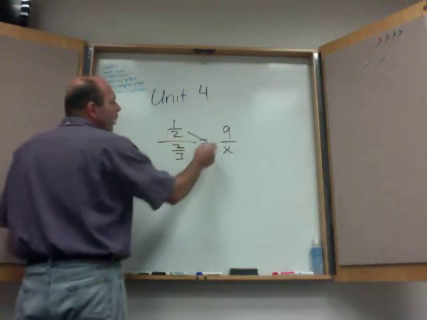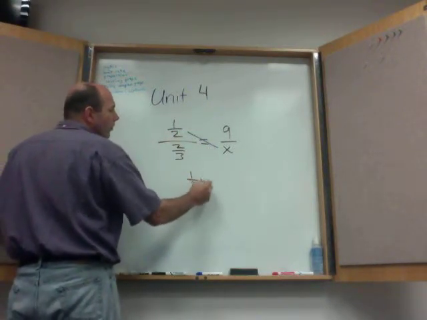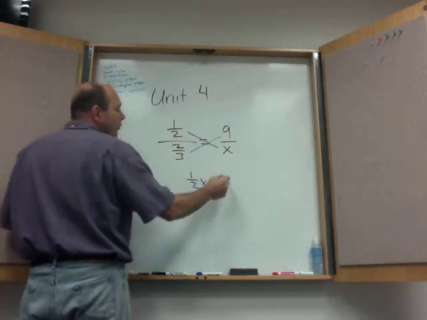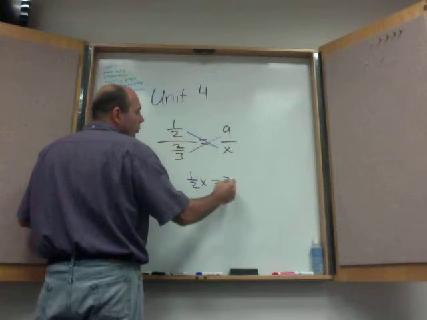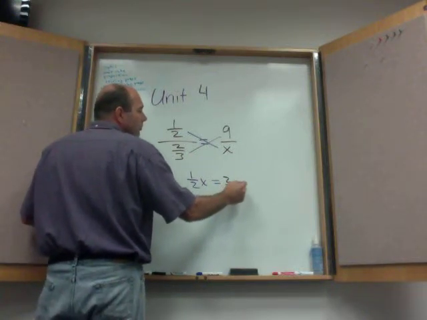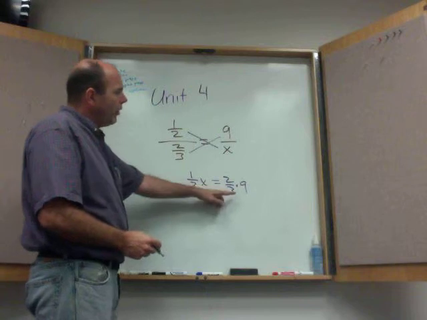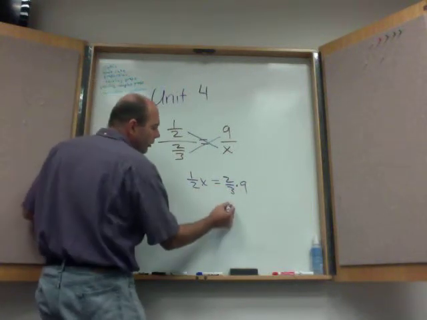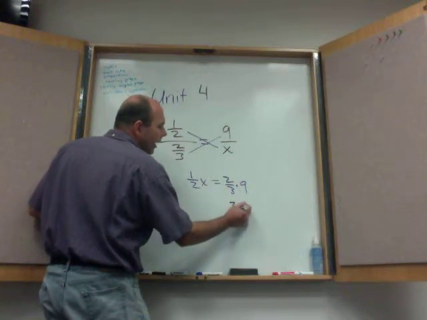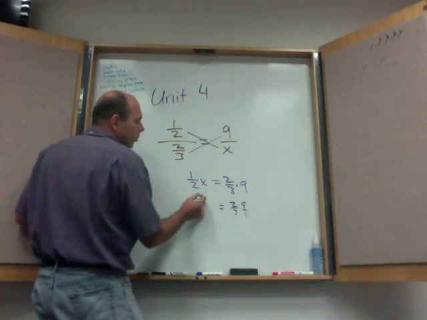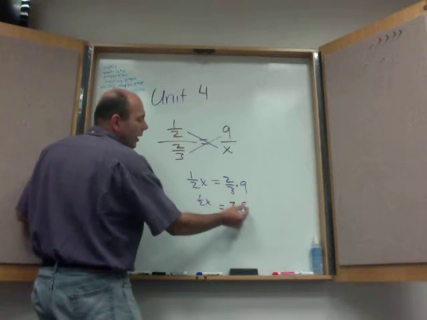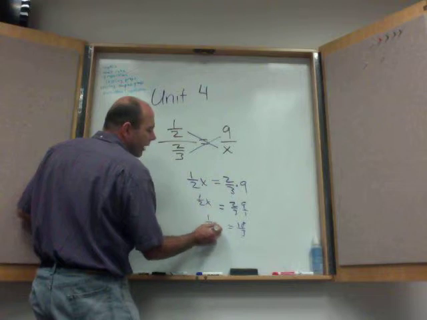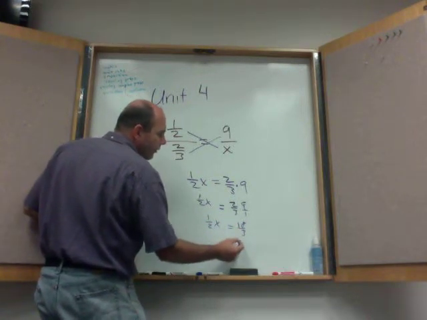So I'll go ahead and say 1/2 times x is equal to 9 times 2/3, or 2/3 times 9. It doesn't matter which order you want to do this. First thing I'm going to do is convert the 9 to a fraction. 2/3 times 9 over 1 is equal to 1/2 x. It's 18/3 equals 1/2 x. 18 divided by 3 is just 6.